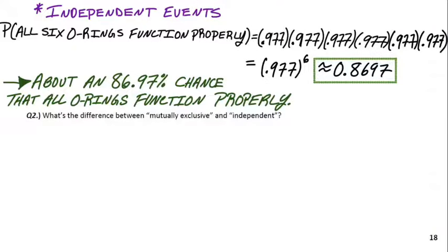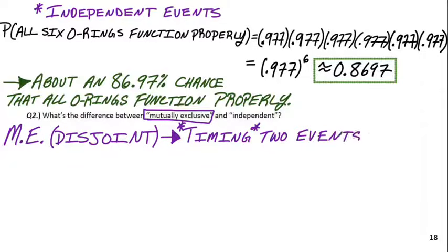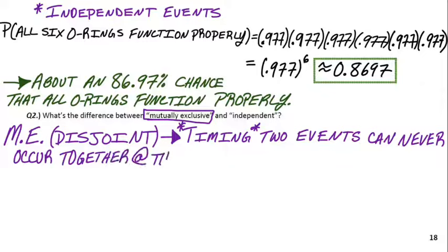Okay, question 2. What's the difference between mutually exclusive and independent? This is a big distinction that kids oftentimes confuse, so let's get this straight the first time. First, let's talk about mutually exclusive events, or disjoint is the other word we call those. I like to think that has to do with the timing of events. That's the big distinction. Mutually exclusive events can't happen at the same time together. Either one can happen or the other can happen, but they can never occur together. So we say two events can never occur together at the same time.